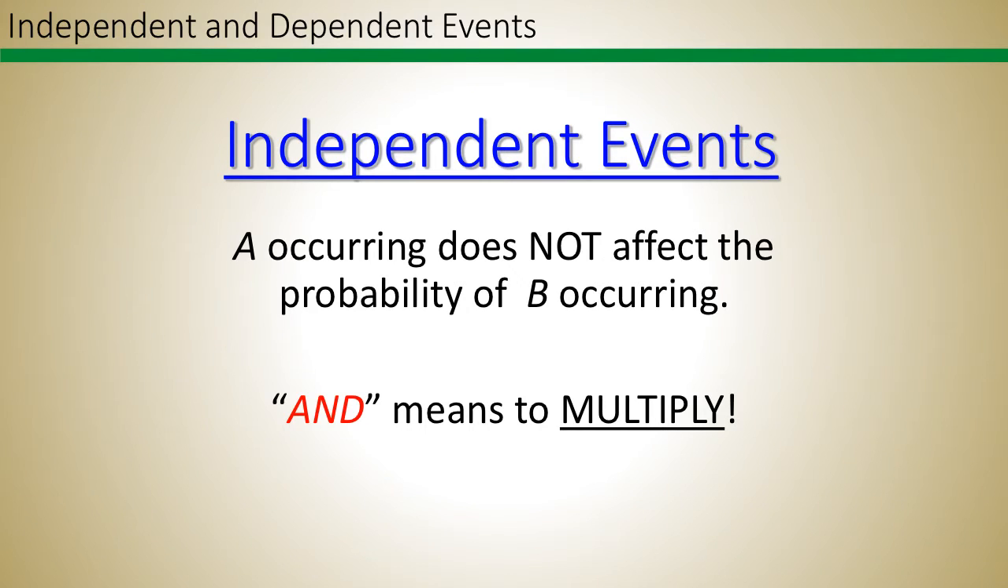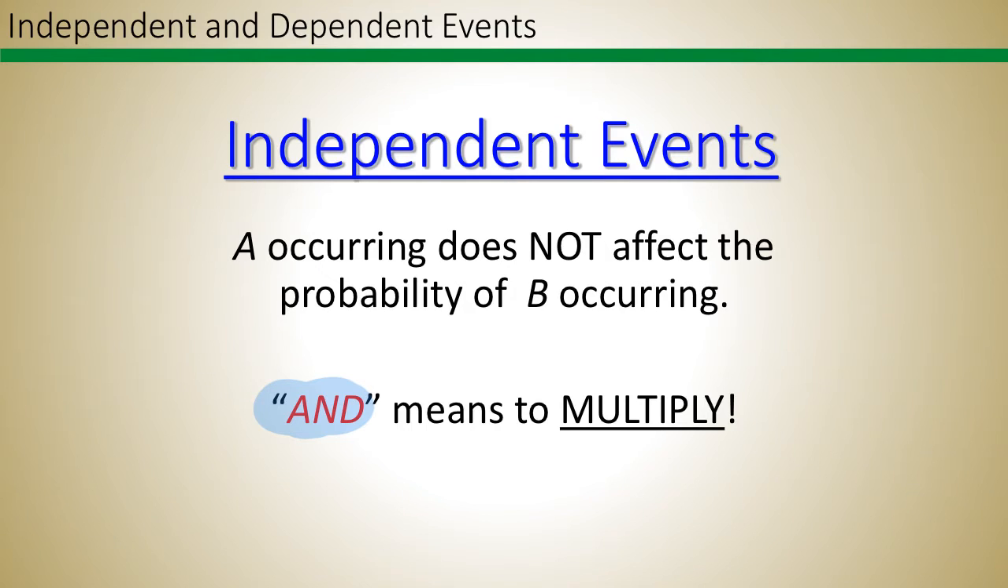Hello everyone, today we're going to be talking about independent and dependent events and finding the probability of them. So, events are independent if one of the events occurring does not affect the probability of the second event occurring, okay? And most of the time in these problems, we're going to see the word "and" right here. Whenever we see the word "and," that's telling us to multiply things together, okay?